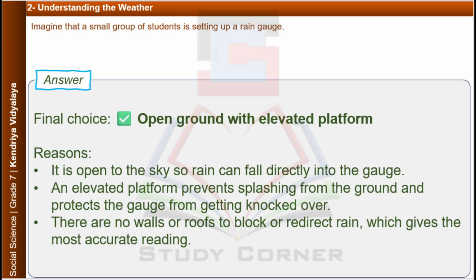Answer: final choice, open ground with elevated platform. Reasons: it is open to the sky so rain can fall directly into the gauge. An elevated platform prevents splashing from the ground and protects the gauge from getting knocked over. There are no walls or roofs to block or redirect rain, which gives the most accurate reading.